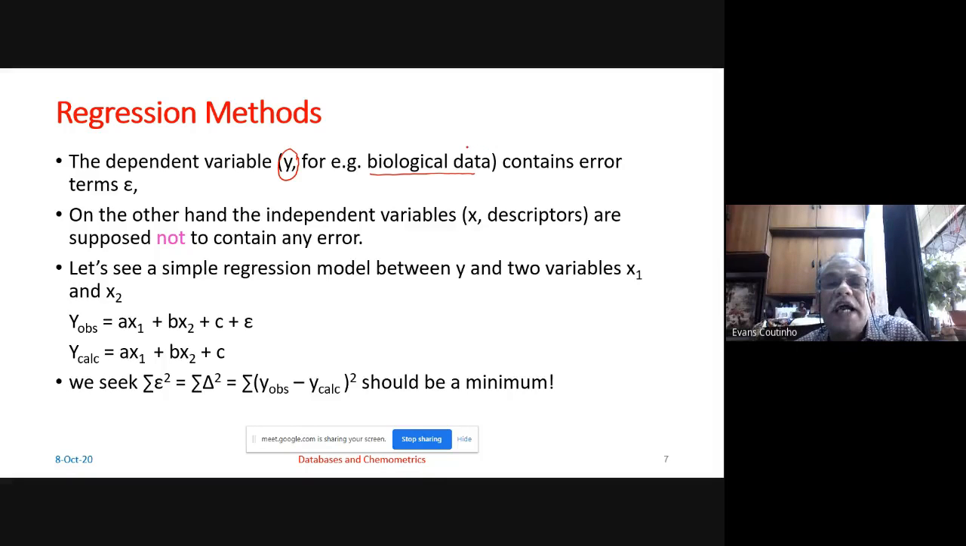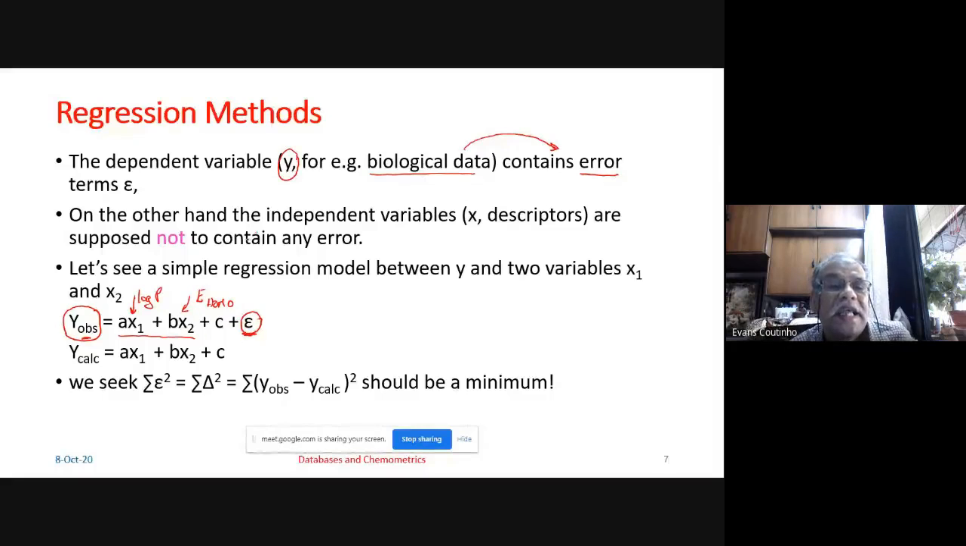What is assumed is that biological data that is often reported for the molecules in a database always contains some error. Okay, so the biological data that we often see for these molecules in the database is the Y observed. And I'm going to build a model between two descriptors. For example, this could be log P, and this could be HOMO, the energy of the highest occupied molecular orbital. And this is the error that I was talking to you about. So the biological activity is often associated with errors.